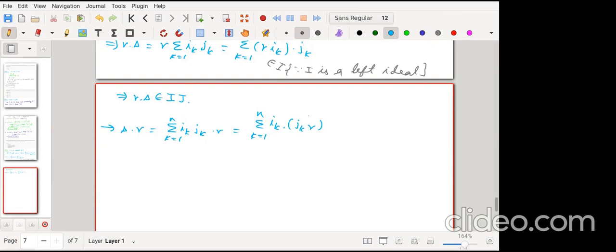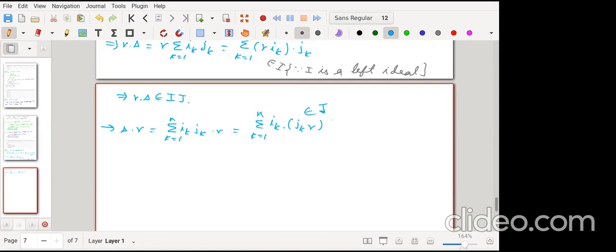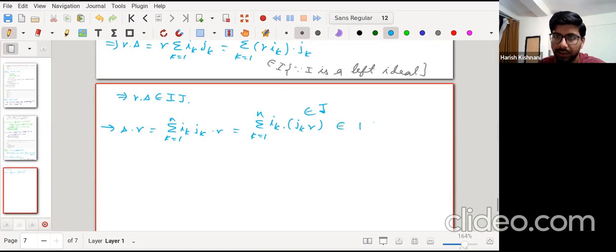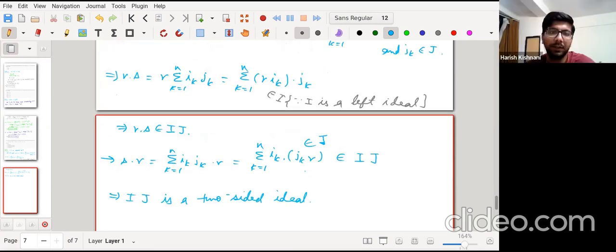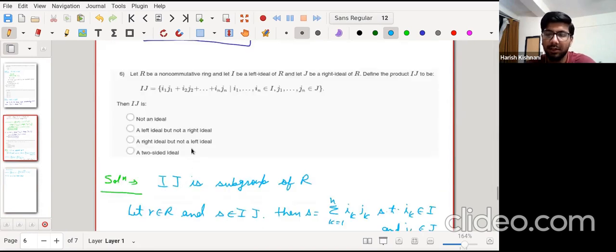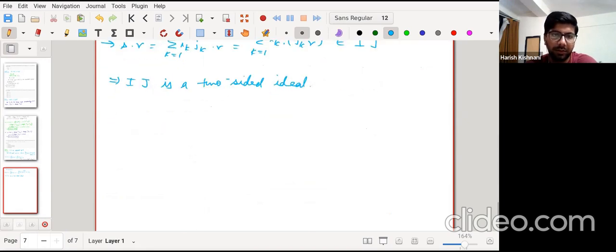Thank you. So j_k r will go into J, because J is a right ideal. Yes, sir. And this was already in I, so the whole thing will go into IJ, right? This implies IJ is a two-sided ideal. Finally, we are not using the commutative thing anywhere, right? Yes, sir. So this is true in general. Okay. So if it is okay, then let me just write the next question.